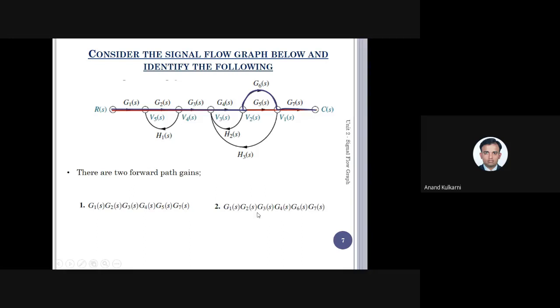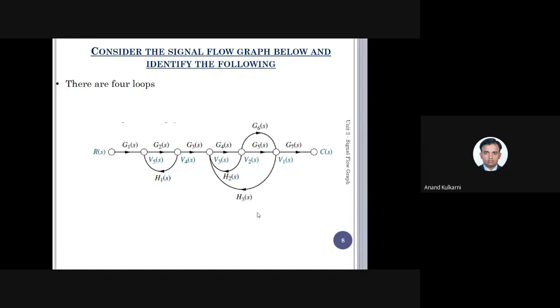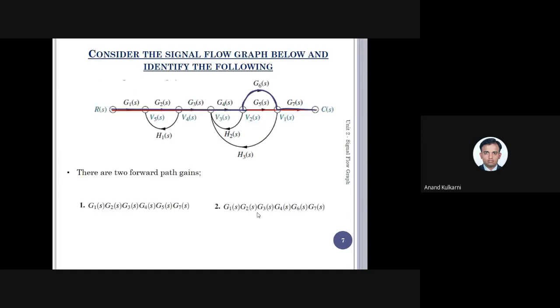So that is G1, G2, G3, G6, and G7. So this is the second forward path. Now there are loops. In any given signal flow graph, first we start with the nodes, then we start connecting them with the signal segments. So we have the forward paths. Then similarly, we have the loops.